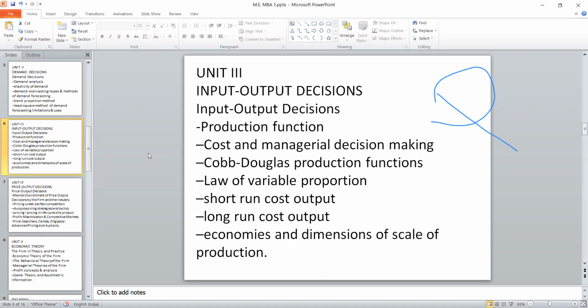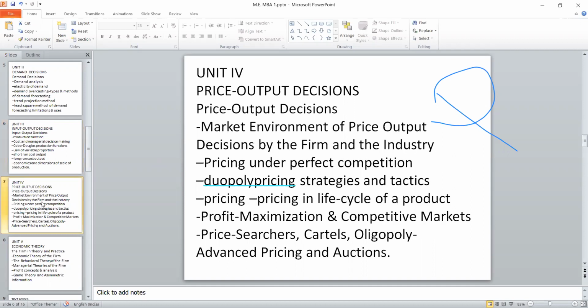In the first unit, we have the basic concepts in managerial economics. The second unit is about demand analysis, like law of demand and elasticity of demand. In the third unit, we have production analysis, cost analysis, and economies of scale. After knowing the demand, production, and cost, the next step is to fix the price and capture the market. So the fourth unit is related to price-output decisions.